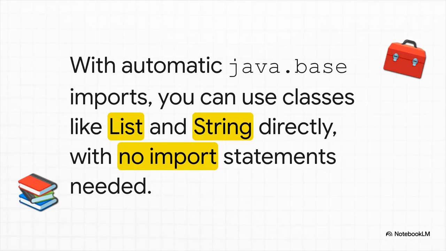So take a look at this program. It's a little more involved. We're creating a list, we're looping through it, we're calling the length method. But wait a second, where are the import statements? There aren't any. And that's that 4th key change I mentioned. All the public classes from Java's core java.base module, think List, String, Math, all the essentials, are now automatically available. They're just there, ready for you to use.